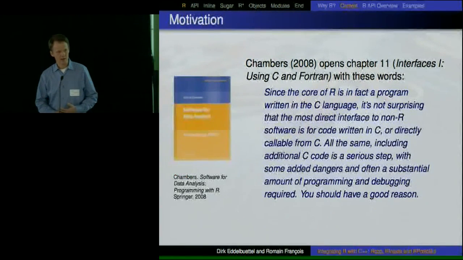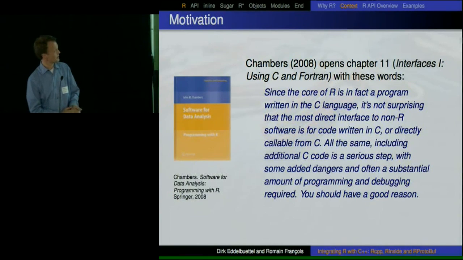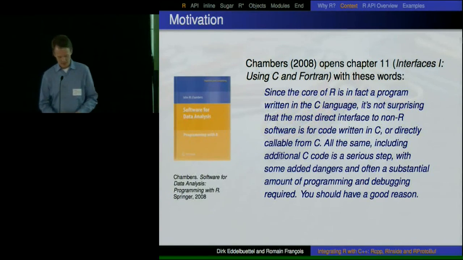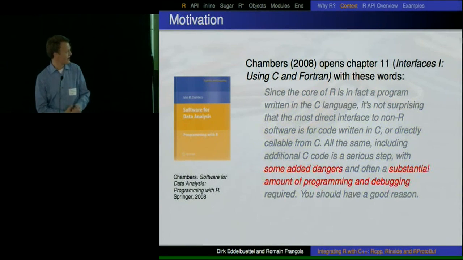Extending R is covered in 2 chapters in John Chambers' most recent book, and that really spoke to me when I first read it. I just want to highlight what he said here, which is that R itself, the interpreter, is a C language program, so you can extend it easily from C, but it may not be as easy as it seems. He says there are some added dangers, and there may be a substantial amount of programming and debugging involved.